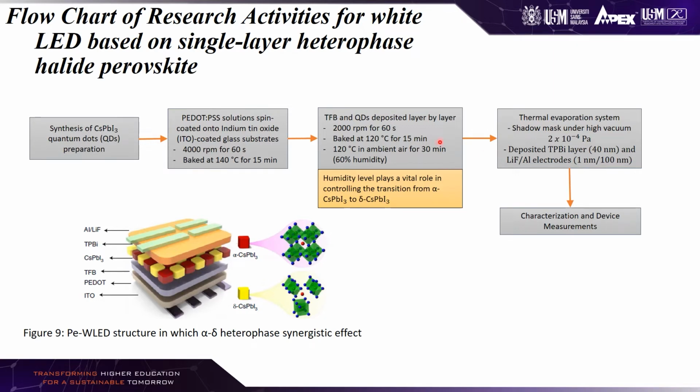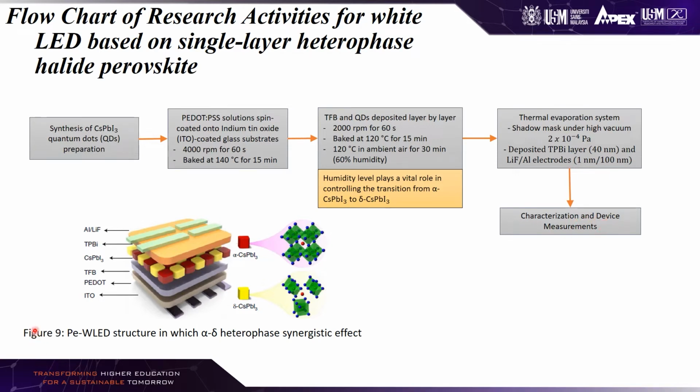Then subsequently we go to the process with the thermal evaporation system. We shadow the mask under high vacuum at 2 times 10^-4 Pascal, and we deposit the TPBi layer at 40 nanometers and LiF with Al electrodes at 100 nanometers. After that, we go through characterization and device measurement.